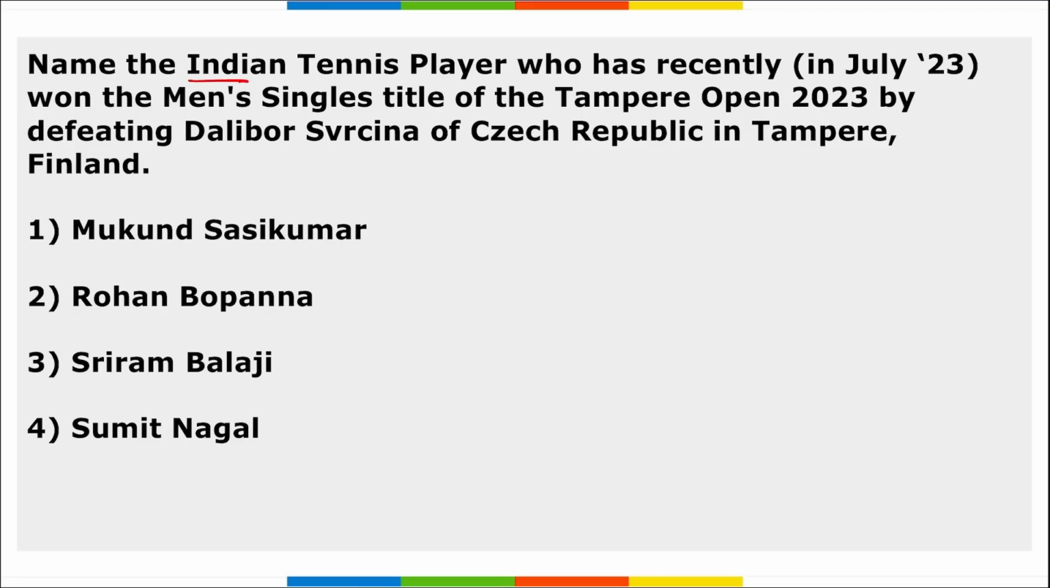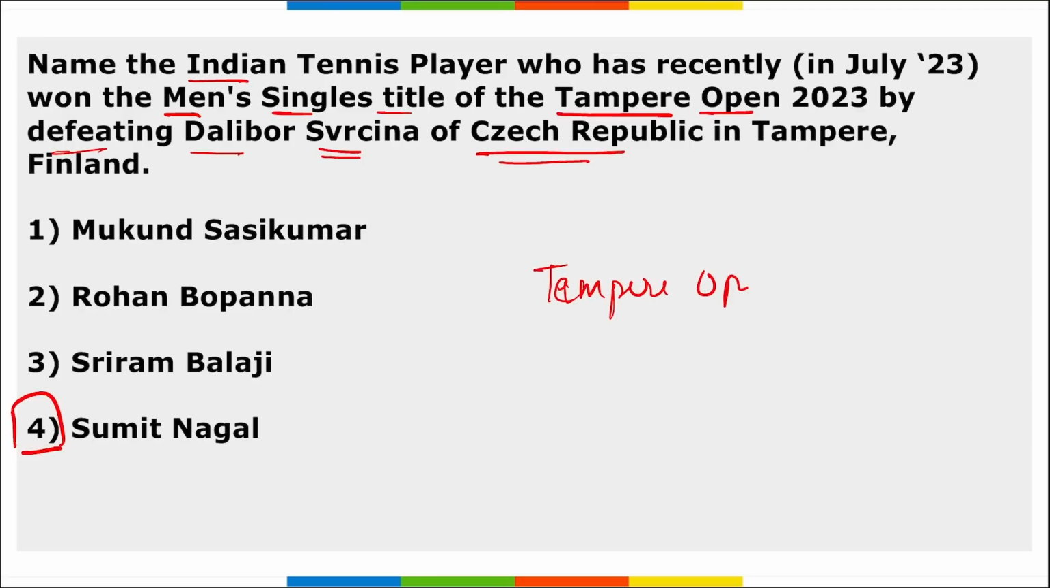Next, name the Indian tennis player who recently won men's singles title of the Tampere Open 23 by defeating Dalibor Svrcina of Czech Republic. Dalibor, right? So Indian tennis player who will he be? He is Sumit Nagpal, right? He has won the Tampere Open, and he defeated Dalibor of Czech Republic in the final.